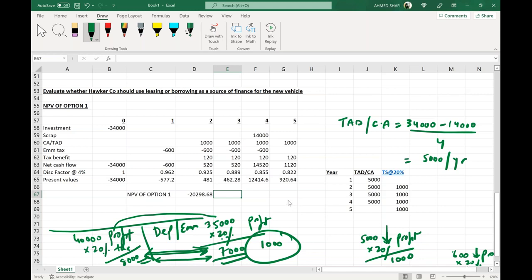Yes, Vanya, capital allowances is relevant. That's what we have taught in the lectures to you as well. You need to be attentive regarding lectures. I told you that discount factor can be 4%, discount factor can be cost of capital 8% as well. Both are allowed. Just for the sake of matching with examiner's answers, I am using 4%, but you can use 8% as well. No worries in that.